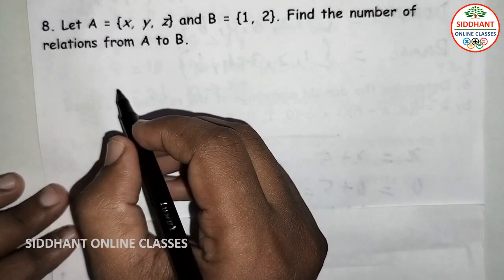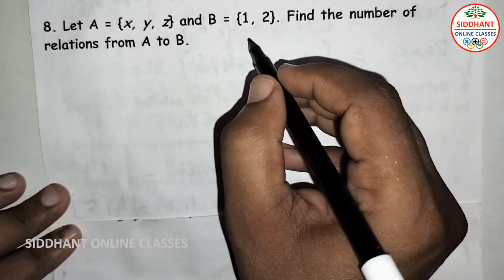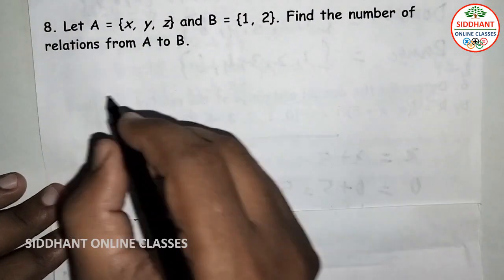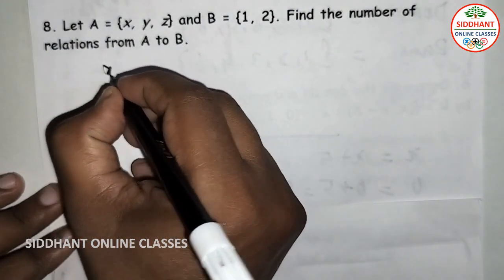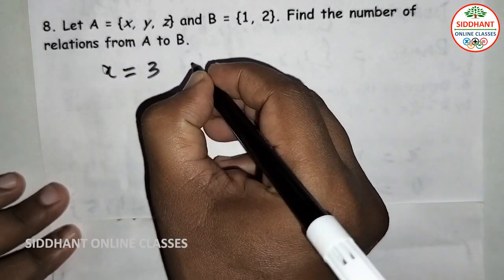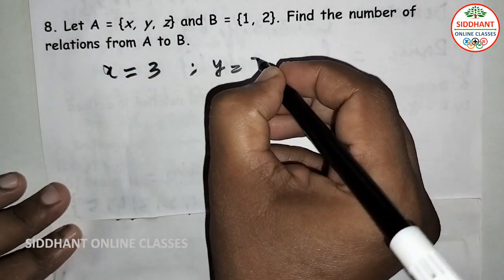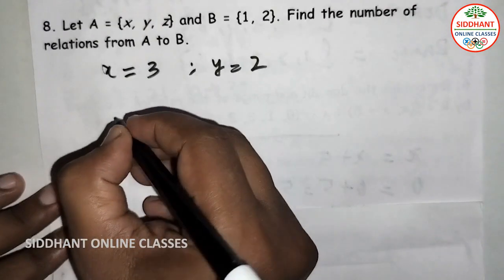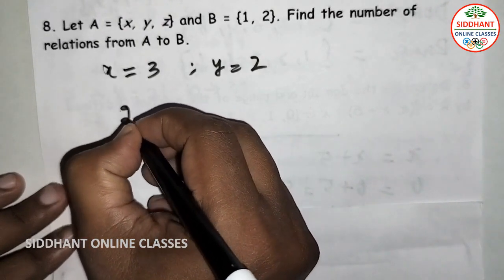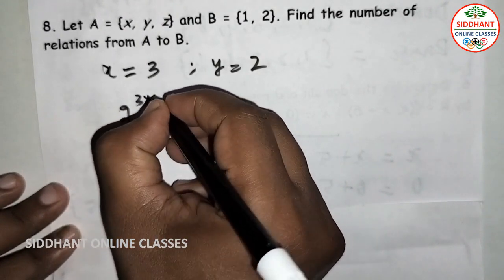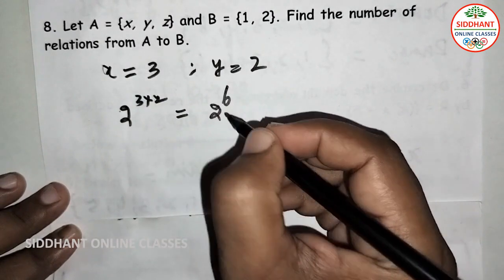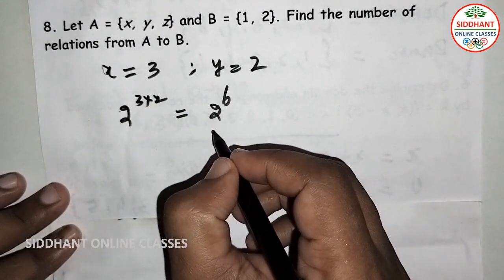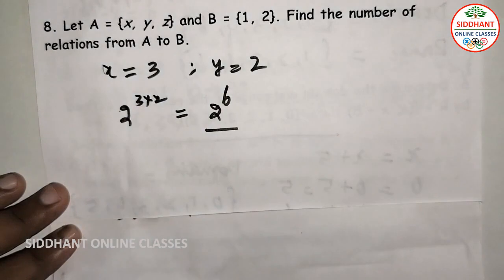Question number 8. Let A = {x, y, z} and B = {1, 2}. Find the number of relations from A to B. So here the elements of A are 3, and the elements of B are 2. So we know the number of relations will be 2 to the power of 3 into 2 here. So that will be 2 to the power of 6. So these many relations we can form here.